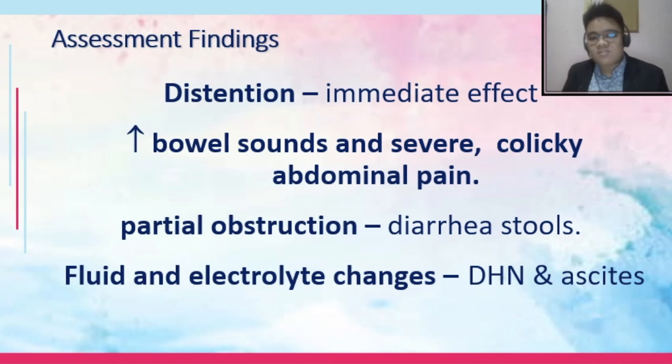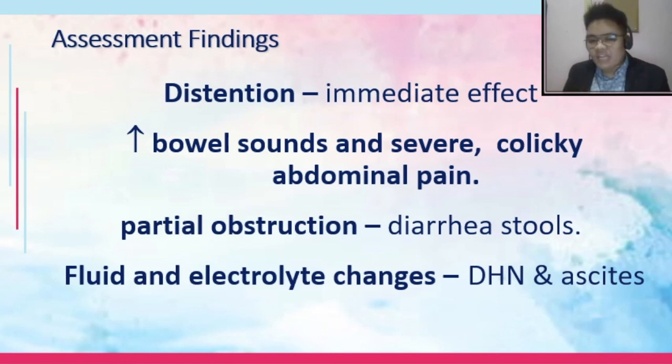Immediately, you will notice distension. There will be an increase in bowel sounds, and severe colicky abdominal pain in an attempt to increase peristalsis because you would want to move it out. Partial obstruction would manifest as diarrheal stools. This is what you call seepage, meaning the liquid component of the stool is trying to seep through that small part that is not obstructed. And then you will have fluid and electrolyte changes due to dehydration, and then ascites.